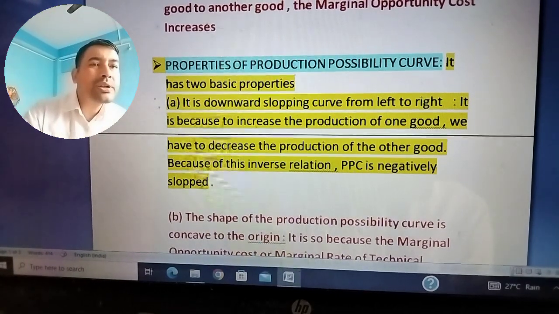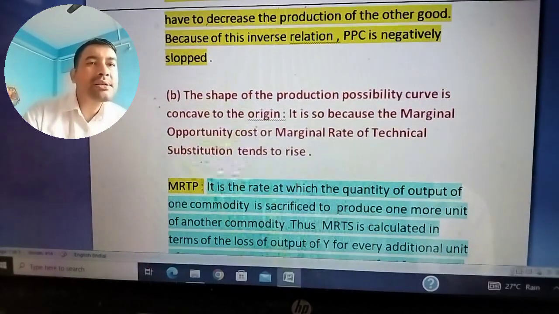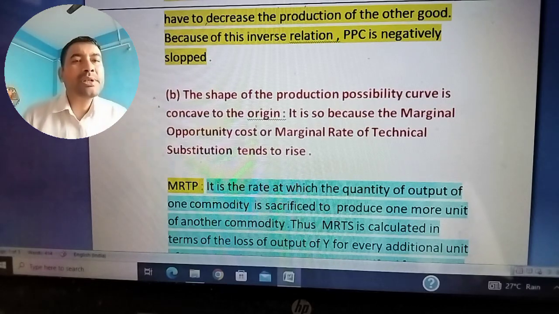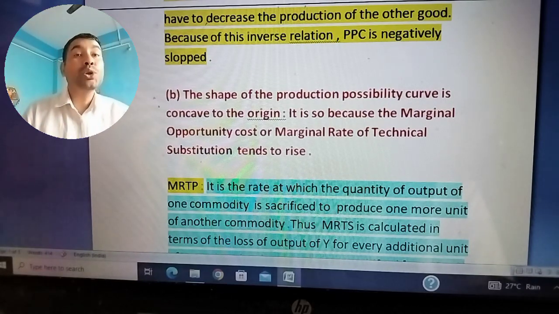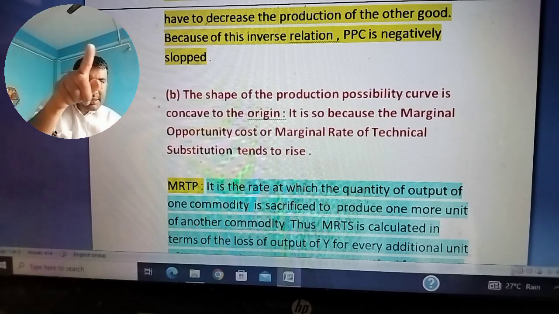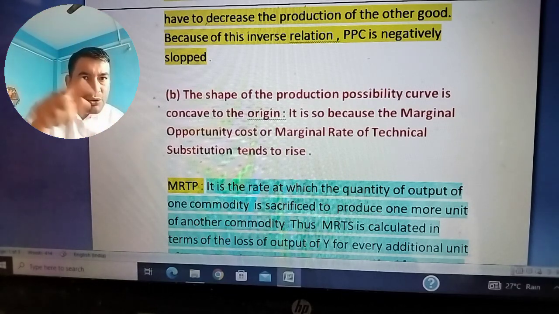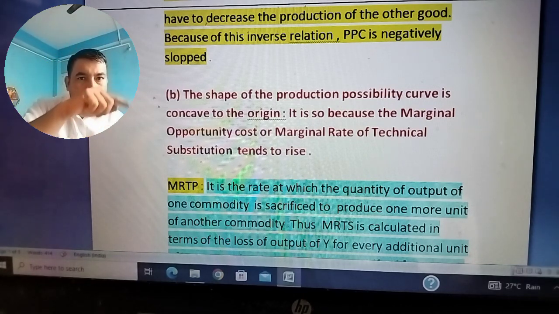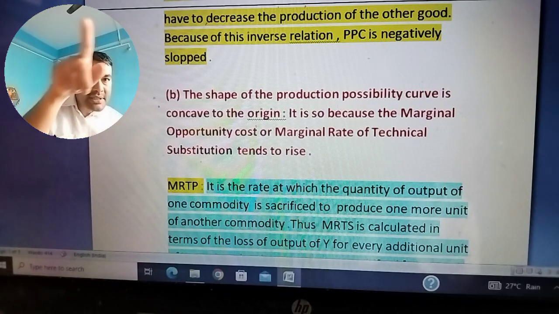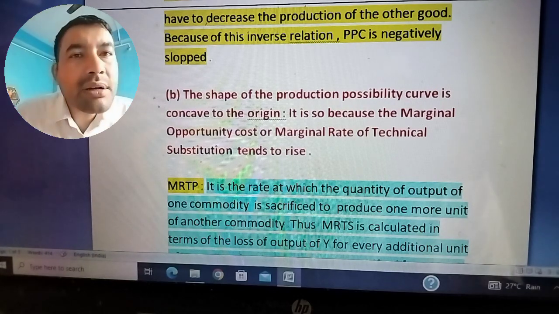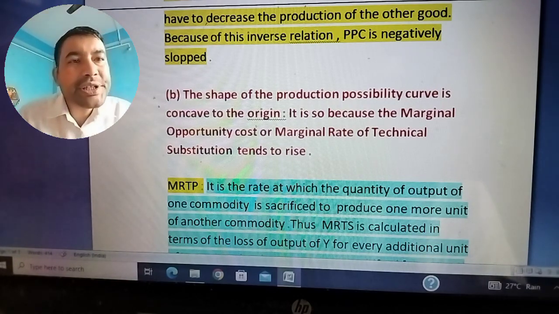Another important property of the production possibility curve is that its shape is concave to the origin. It's like an opposite C. See my finger, it is like an opposite C. So if C is like this, and the curve is like this, it is concave to the origin. The production possibility curve is concave to the origin.